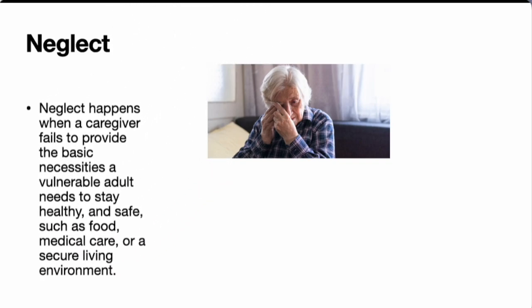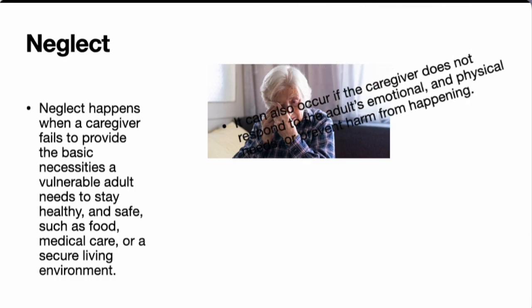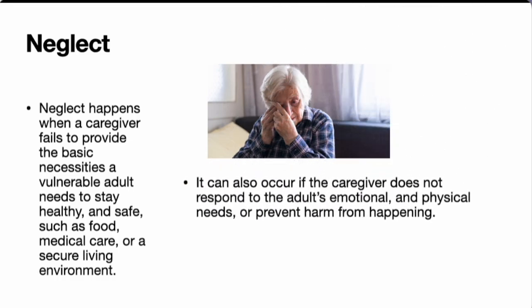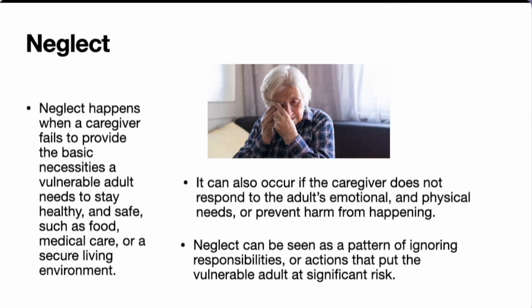Neglect. Neglect happens when a caregiver fails to provide the basic necessities a vulnerable adult needs to stay healthy and safe, such as food, medical care, or a secure living environment. It can also occur if the caregiver does not respond to the adult's emotional and physical needs, or prevent harm from happening. Neglect can be seen as a pattern of ignoring responsibilities or actions that put the vulnerable adult at significant risk.